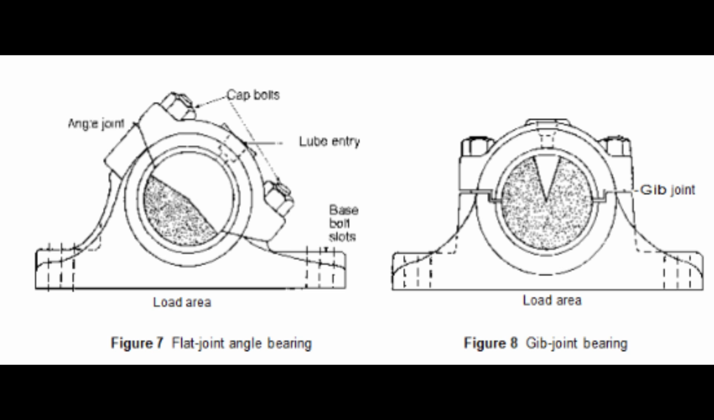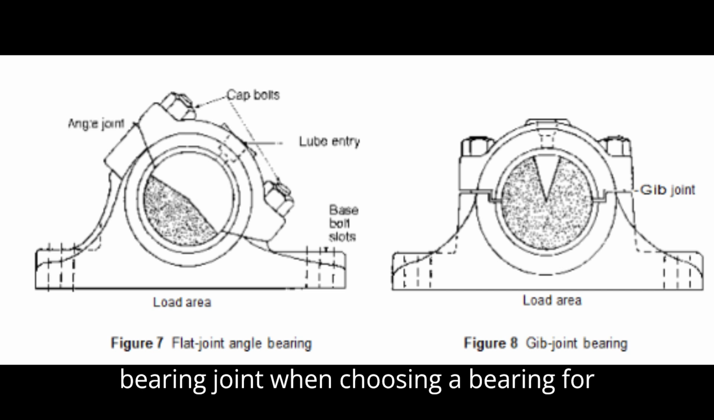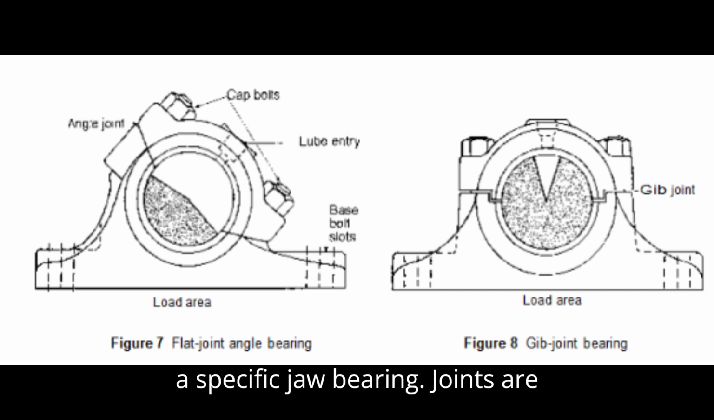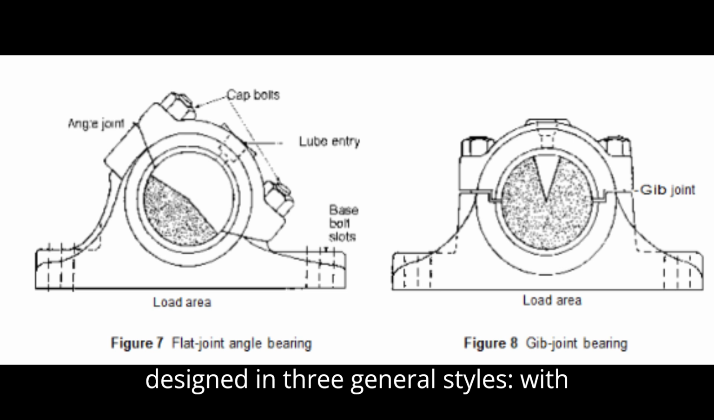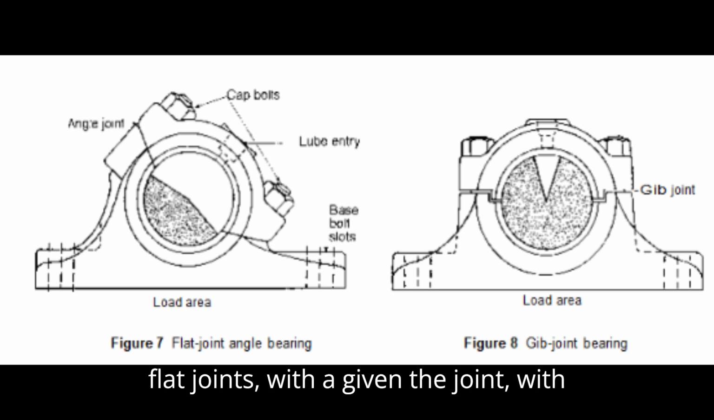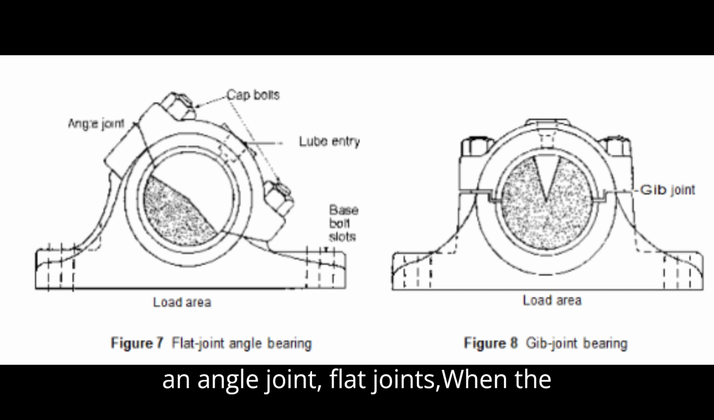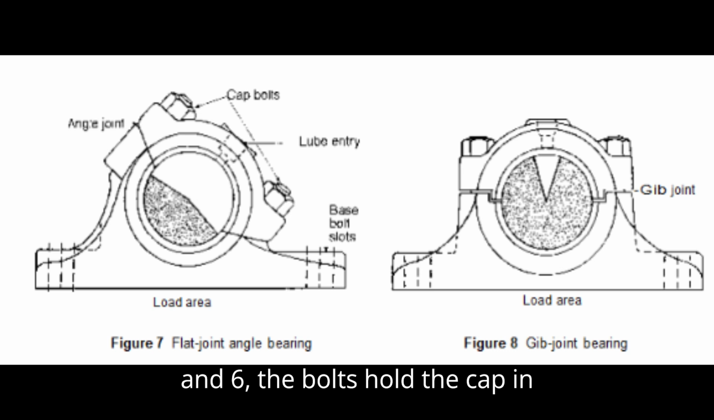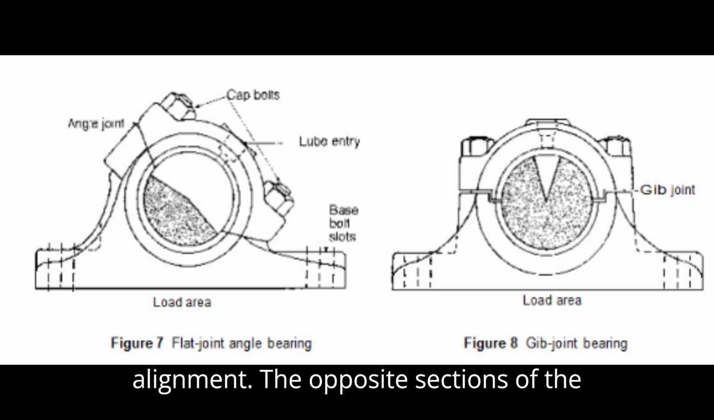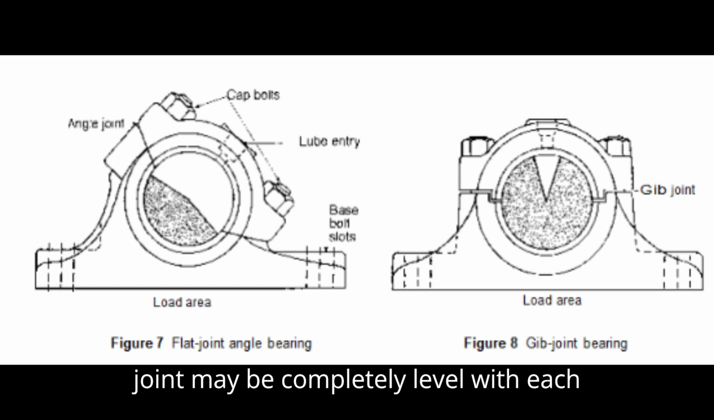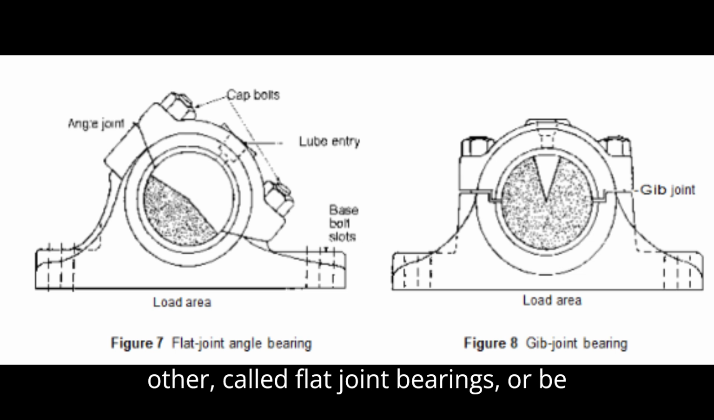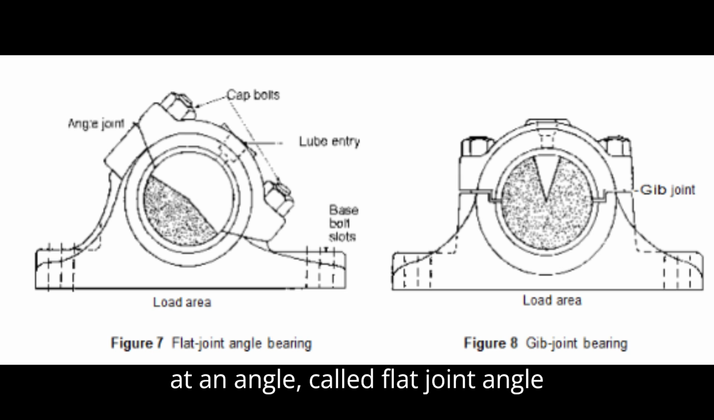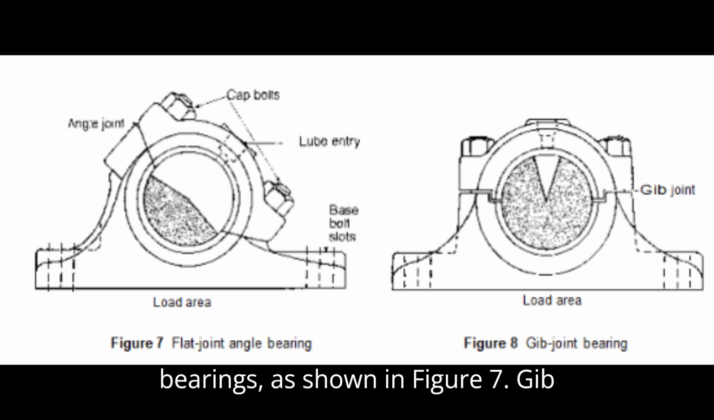Joint design. You must consider the design of the bearing joint when choosing a bearing for a specific job. Bearing joints are designed in 3 general styles: with flat joints, with a gib in the joint, with an angle joint. Flat joints. When the joints are flat as shown in Figures 5 and 6, the bolts hold the cap in alignment. The opposite sections of the joint may be completely level with each other, called flat joint bearings, or be at an angle, called flat joint angle bearings, as shown in Figure 7.